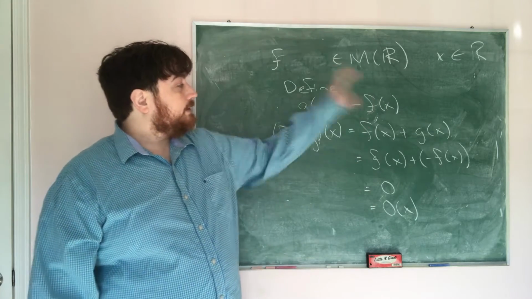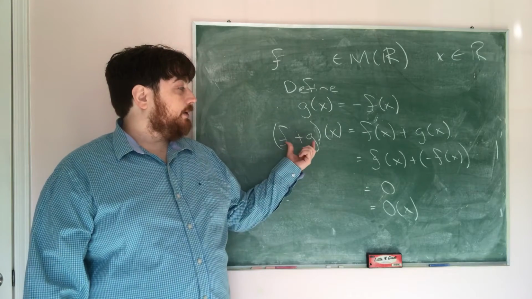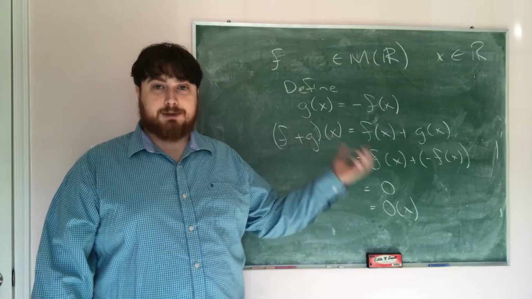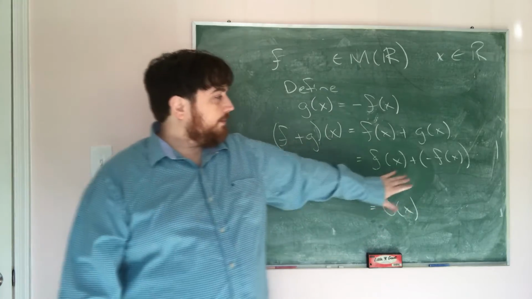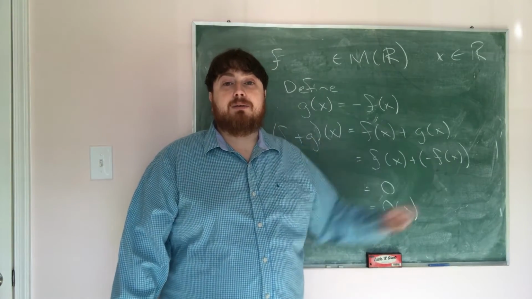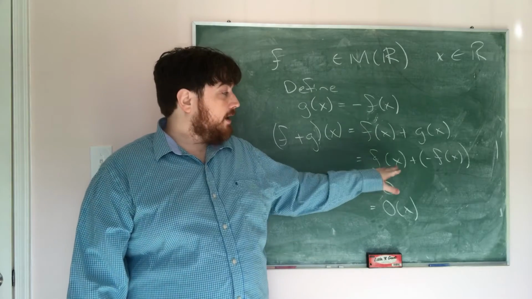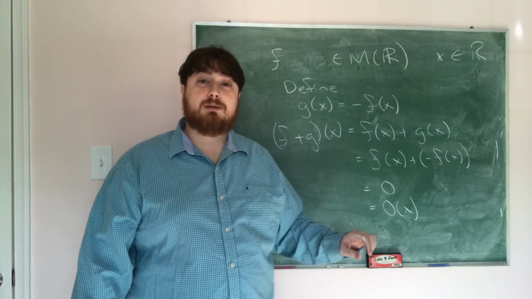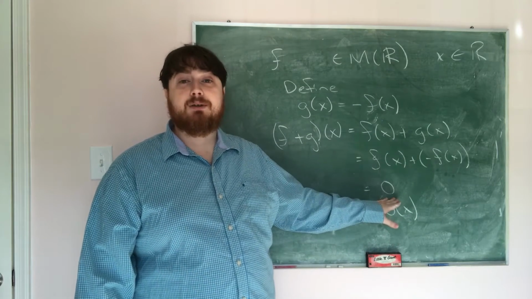So if I define g to be negative f of x, then we notice that (f plus g) of x is, by definition, f of x plus g of x. But g of x is just negative f of x. So what we have is a real number plus negative that same real number. So in the real numbers, that just gives me 0.